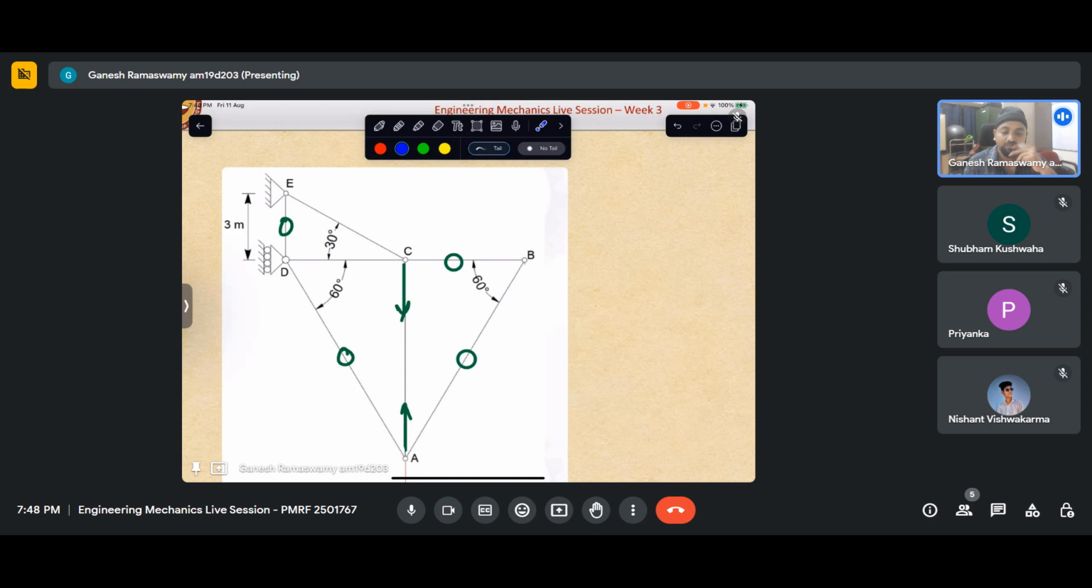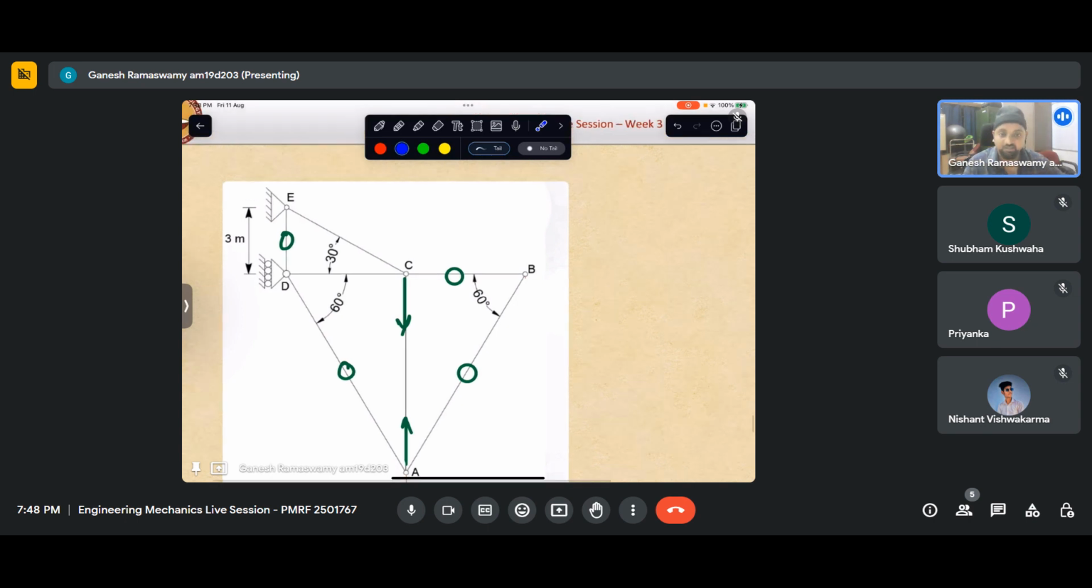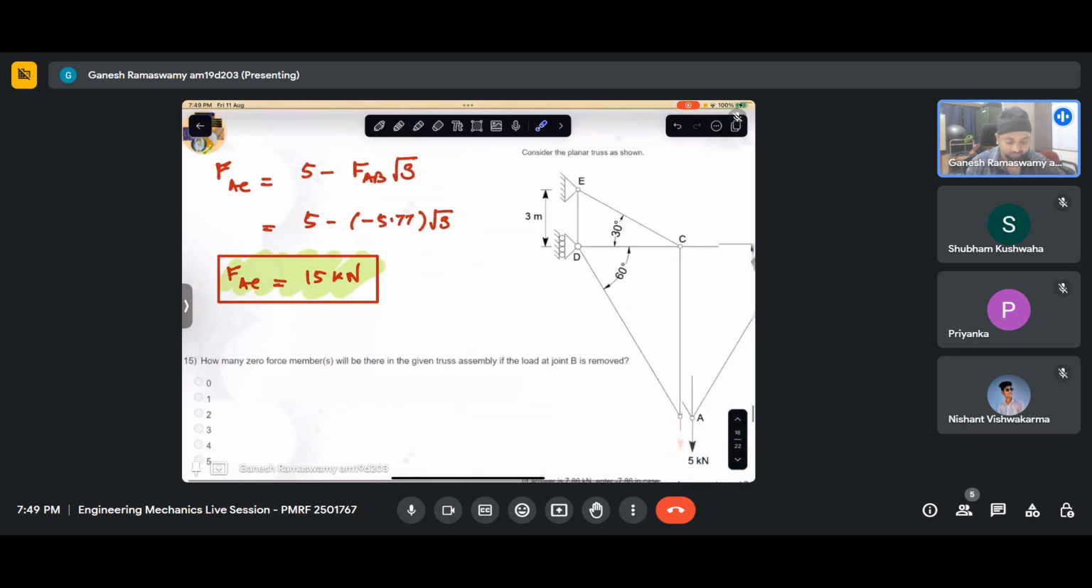We must keep in mind that a zero force member doesn't mean that it will always carry zero load. Essentially, it depends on the load configuration that we are considering. So I hope that this is clear. At this joint, we have a force applied like that. So if we cut a section, we will have two forces. This force's vertical component will have to balance this, and the horizontal component will have to be balanced by the force in member CD. That we can do like we did for the other problems.